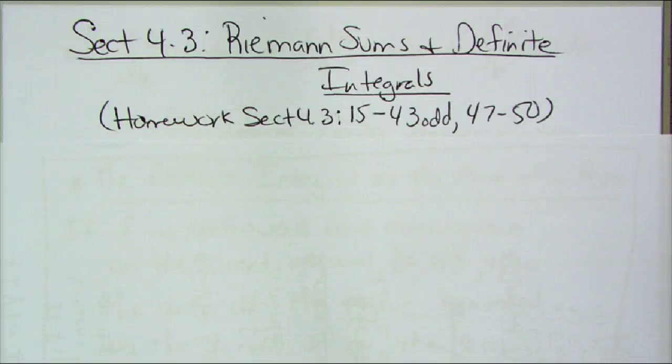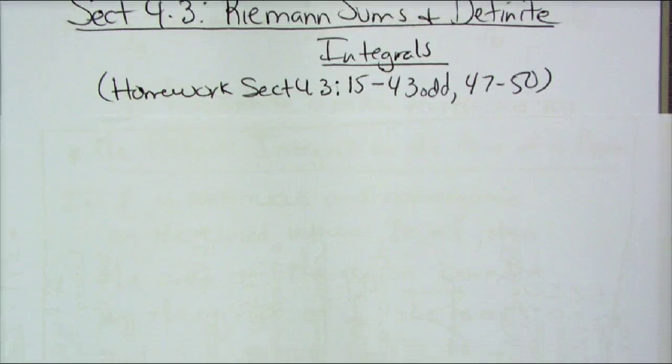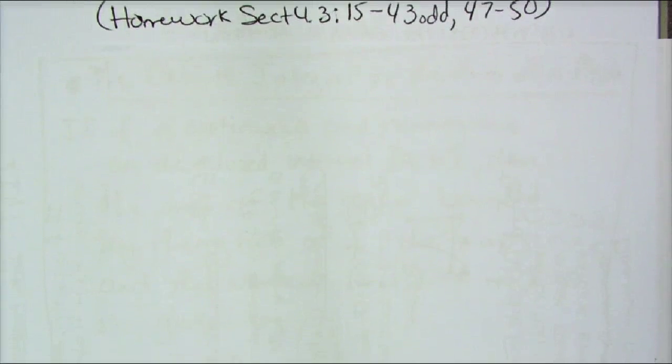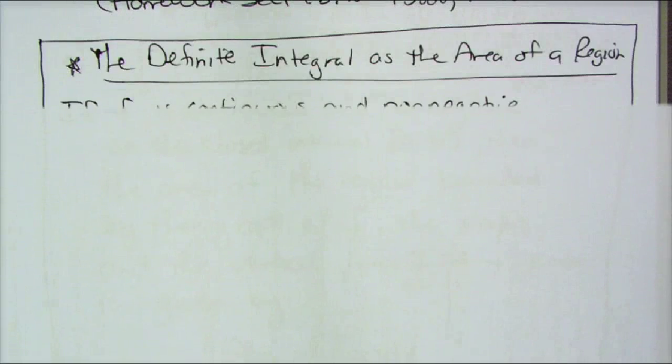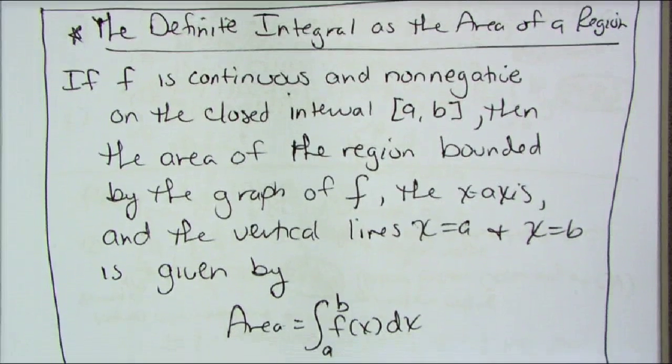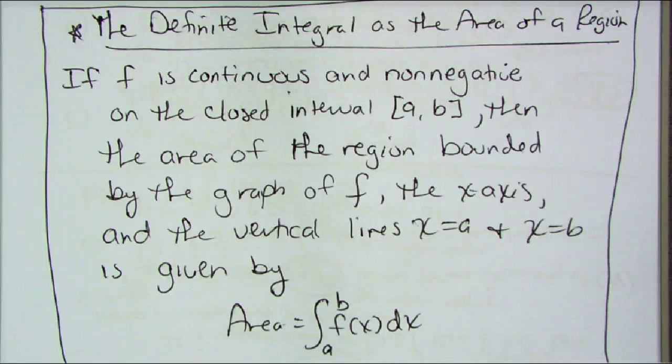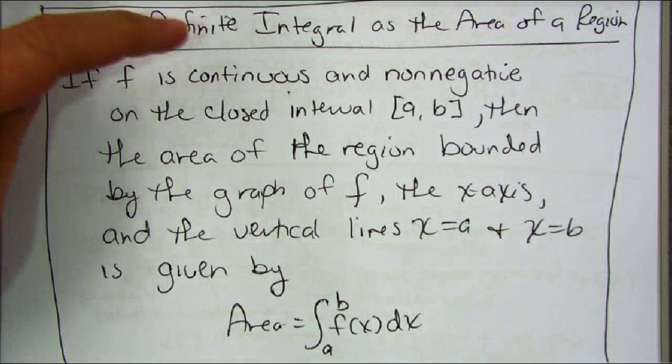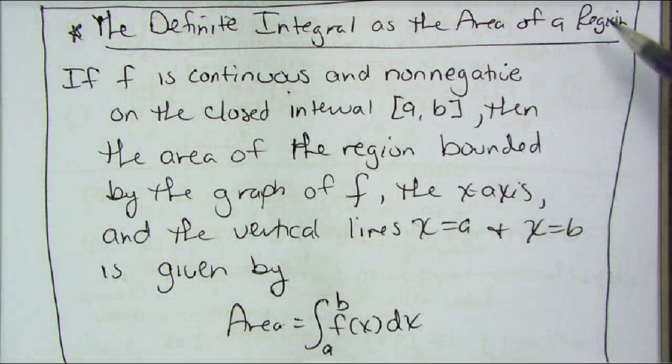And so technically we've already been doing the Riemann sums, where you add up the area underneath the curve by using geometric shapes. So now let's put some formality into what we have been doing, and then we'll continue on from there. So this is actually what we've been doing in the FRQs. The definite integral as the area of a region.